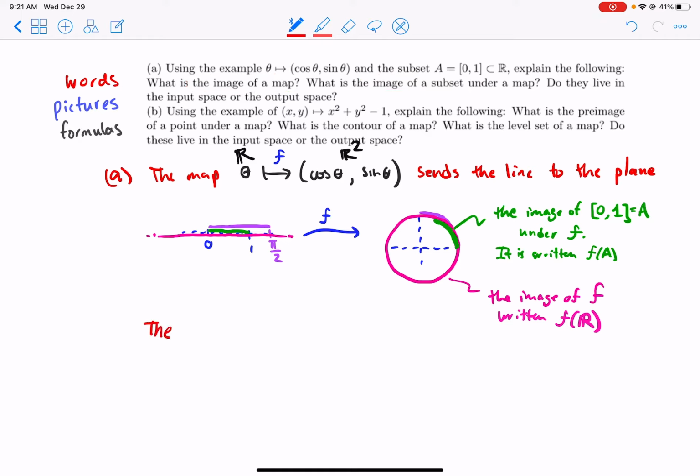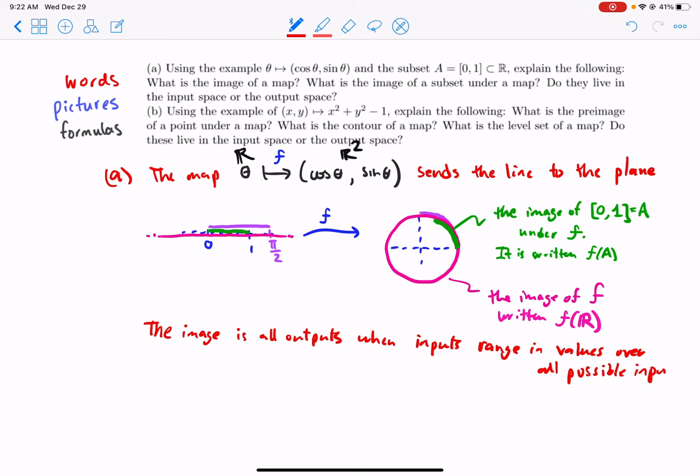So the image is all outputs when inputs range. They range in values. What can we plug in? They range in values over all possible inputs. That's the image of the map. Later, we're not going to use all possible inputs. We're going to use just the inputs of that subset.